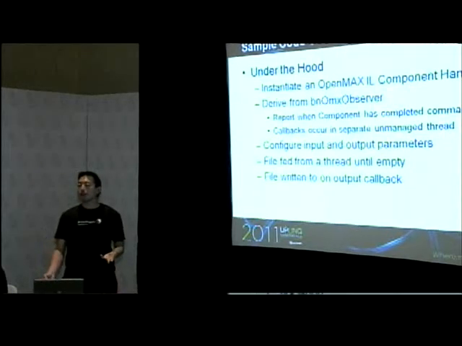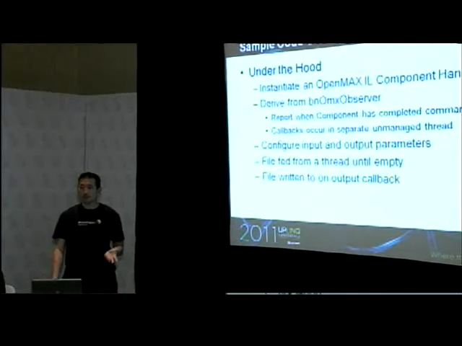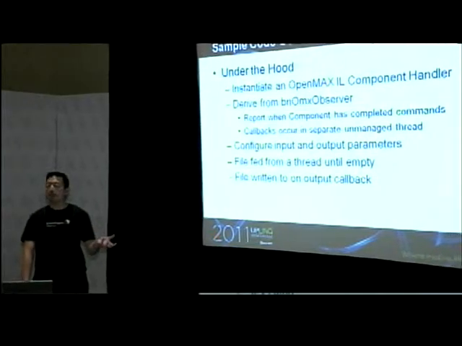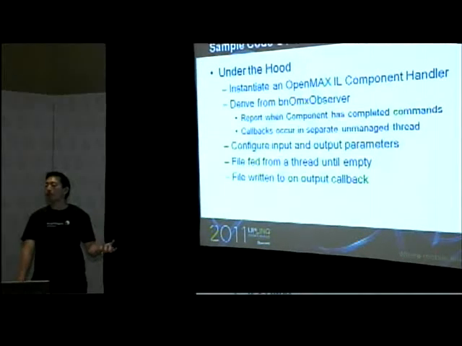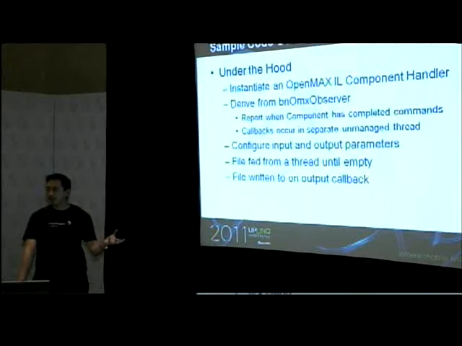Under the hood, basically what we're doing with the sample code is we're instantiating an OpenMax IL component handler, where we're querying the device hardware and asking it for specific components. So if you need an AVC decoder, then we have a string that's a Qualcomm OpenMax decoder, and we're requesting the hardware, asking, do you have this component? If you do, please instantiate it and bring me a handle to it.